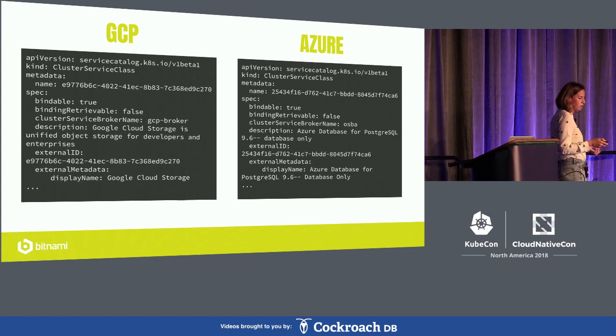And these are a couple of examples of these classes. One is Google Storage. The other one is the Azure Database for PostgreSQL. As you can see, it doesn't matter what type of class it is. The object looks very similar. So you don't need to know these things beforehand.